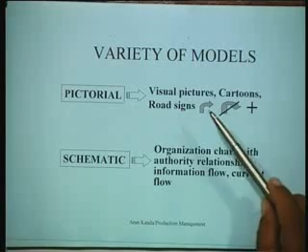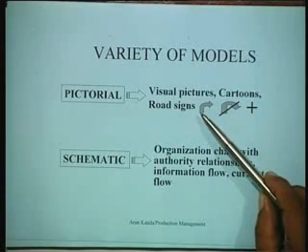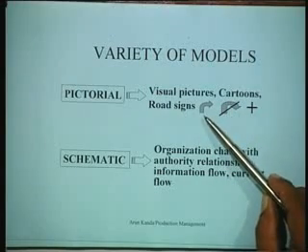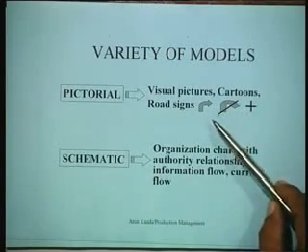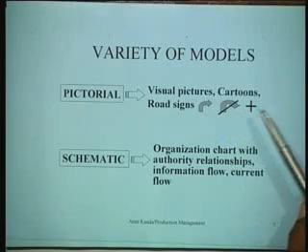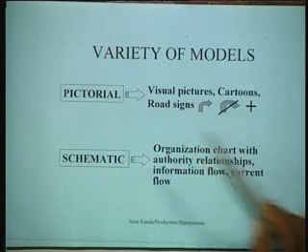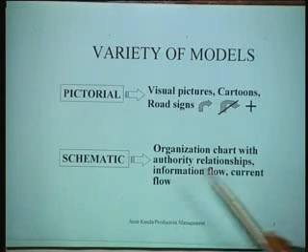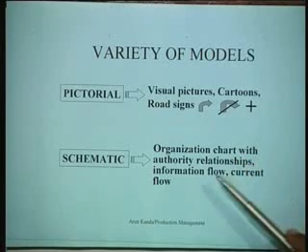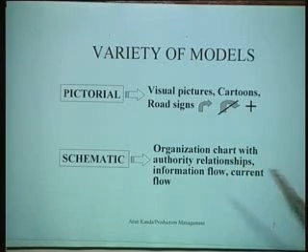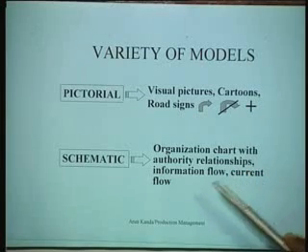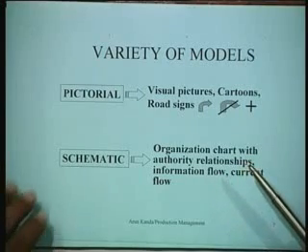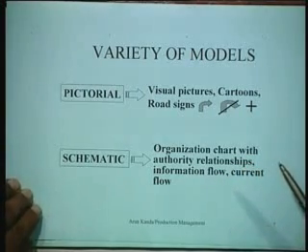You can use visual pictures or cartoons or road signs. Road signs are also nothing but pictorial models which tell you that you can only turn right, or you cannot have a U-turn, or you have various other kinds of things. Those are examples of pictorial models. Or a model may be a schematic, like an organization chart with authority relationships, information flow, or current flow. All these kinds of models are essentially schematic models of the whole thing.